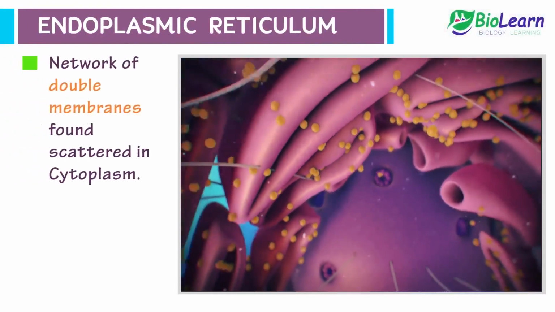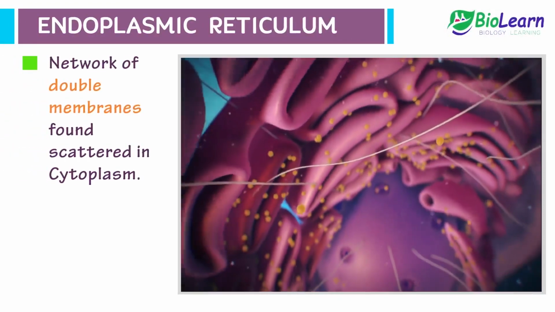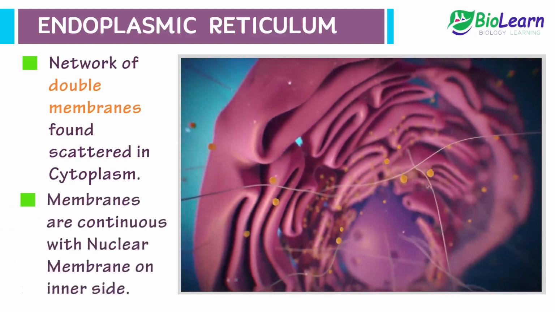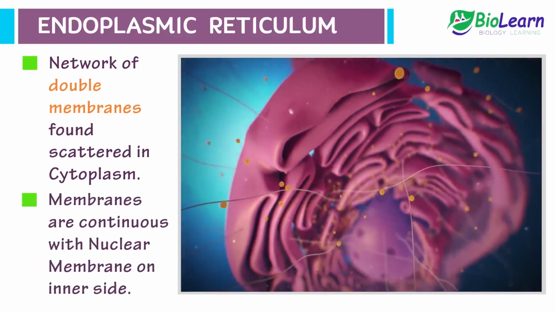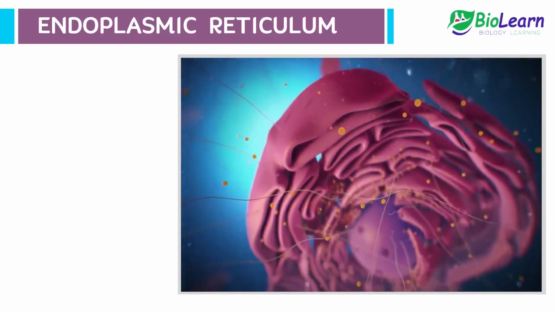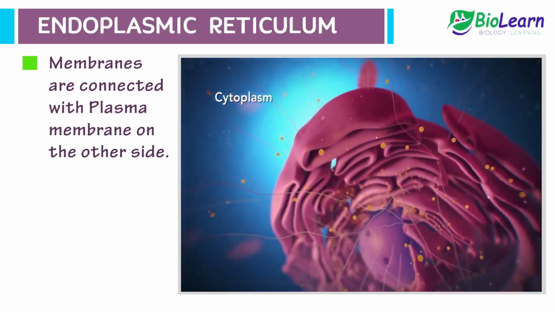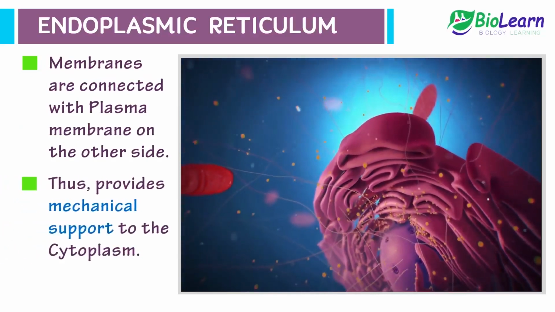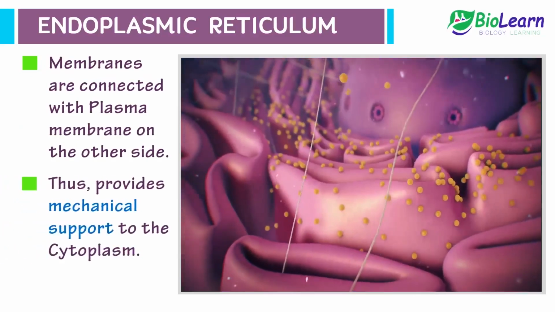The endoplasmic reticulum is a network of double membranes found scattered in the cytoplasm. These membranes are continuous with the nuclear membrane on the inner side and connected with the plasma membrane on the other side. The endoplasmic reticulum provides mechanical support to the cytoplasm.